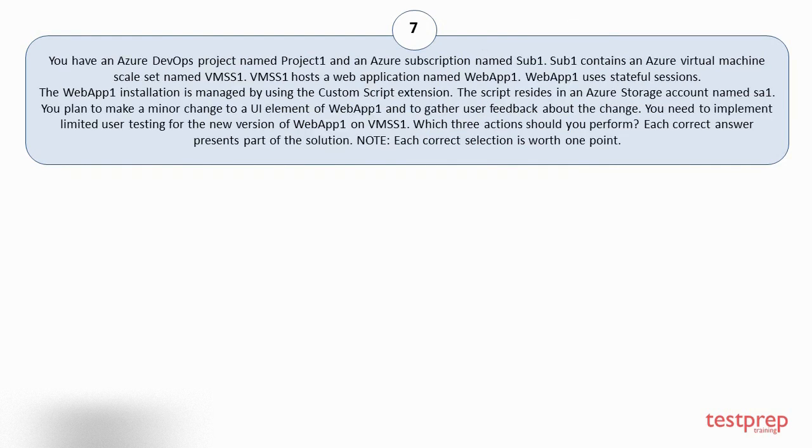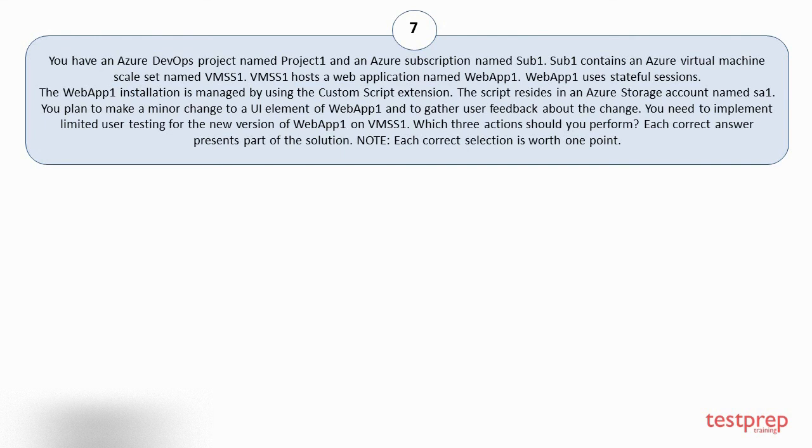You have an Azure DevOps project named Project 1, and an Azure subscription named Sub 1. Sub 1 contains an Azure Virtual Machine Scale set named VMSS1. VMSS1 hosts a web application named Web App 1. Web App 1 uses stateful sessions. The Web App 1 installation is managed by using the custom script extension. The script resides in an Azure storage account named SO1.